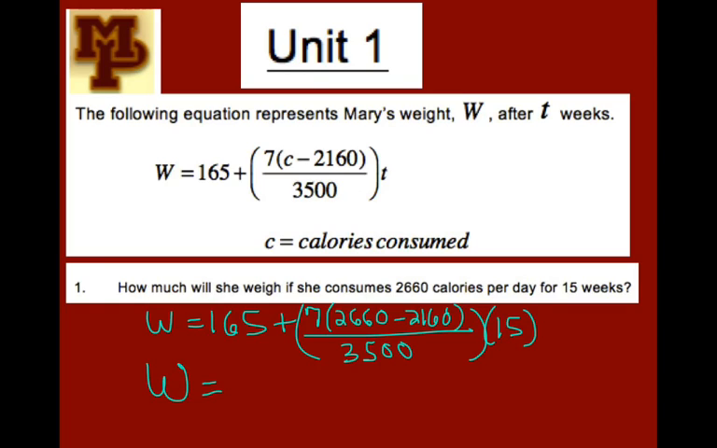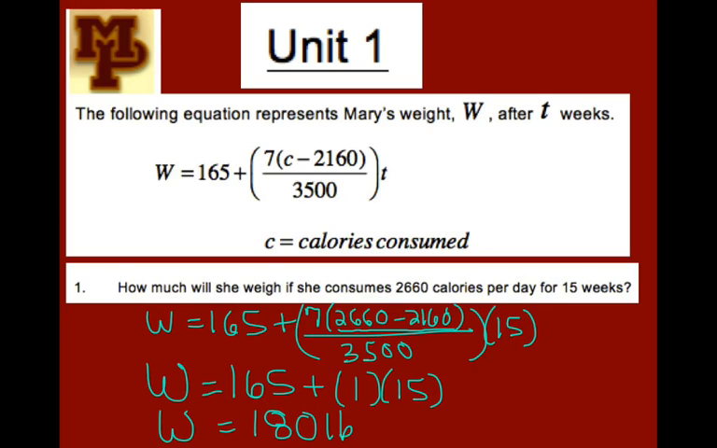A lot of this we can do on the calculator now, so it'll be 165 plus, and this part right here, that's going to be 500 times 7, so that's 3500 divided by 3500, so this becomes 1, and then times 15. So the weight is 165 plus 15, so that should be 180. So she will weigh 185 pounds if she eats that many calories a day for 15 weeks.